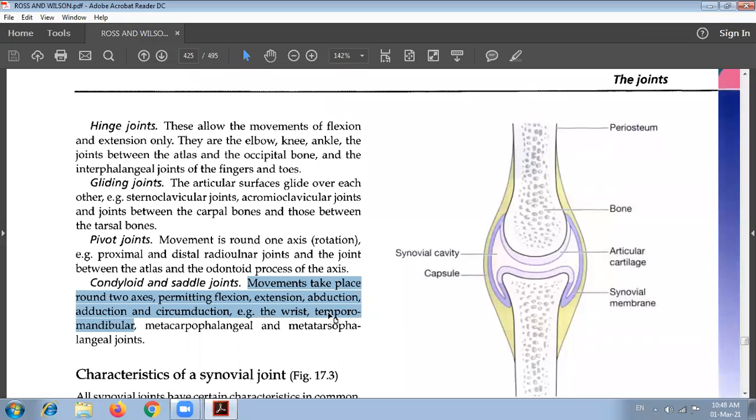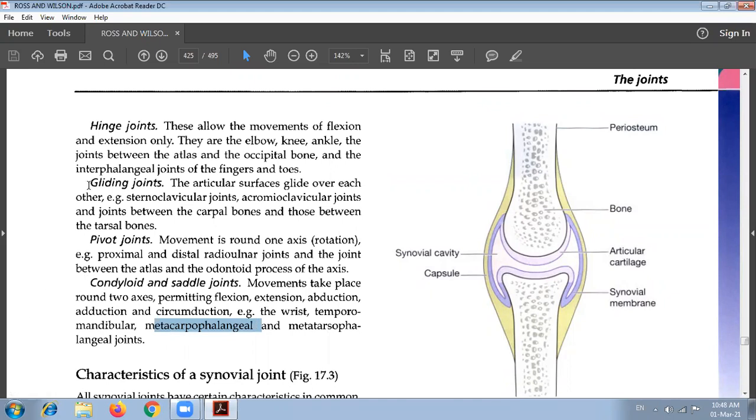Then the temporomandibular joint. The temporomandibular joint is between the temporal bone of your skull and the mandible. Due to this condyloid joint, the movement of your mandible takes place. You can speak and you can chew. This movement is due to this condyloid joint. Then the metacarpophalangeal joint and the metatarsophalangeal joint. All these are condyloid and saddle type of joints.